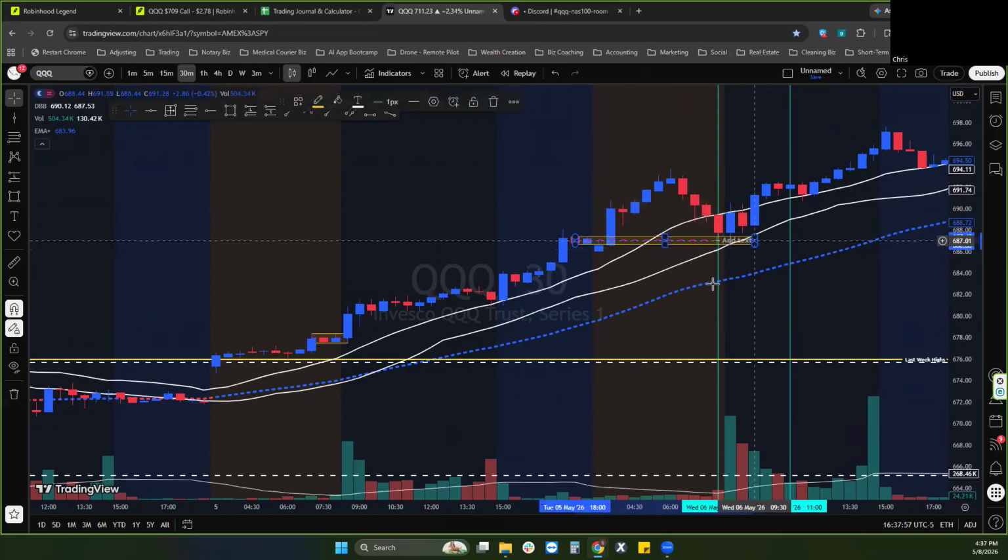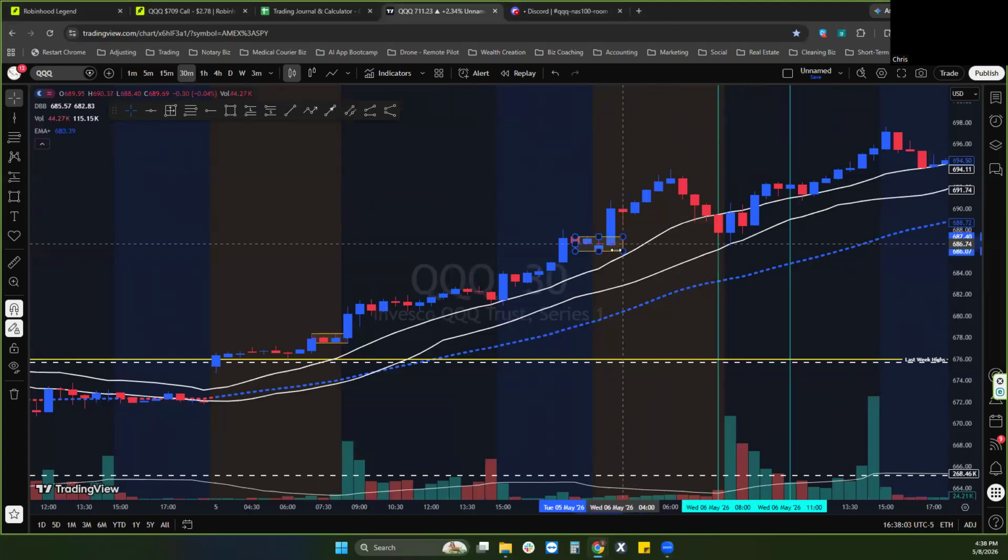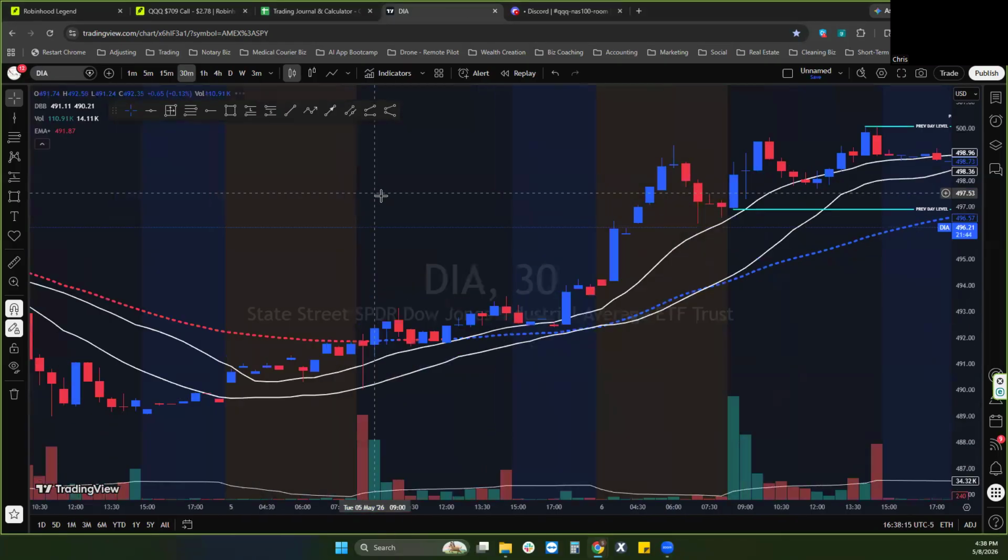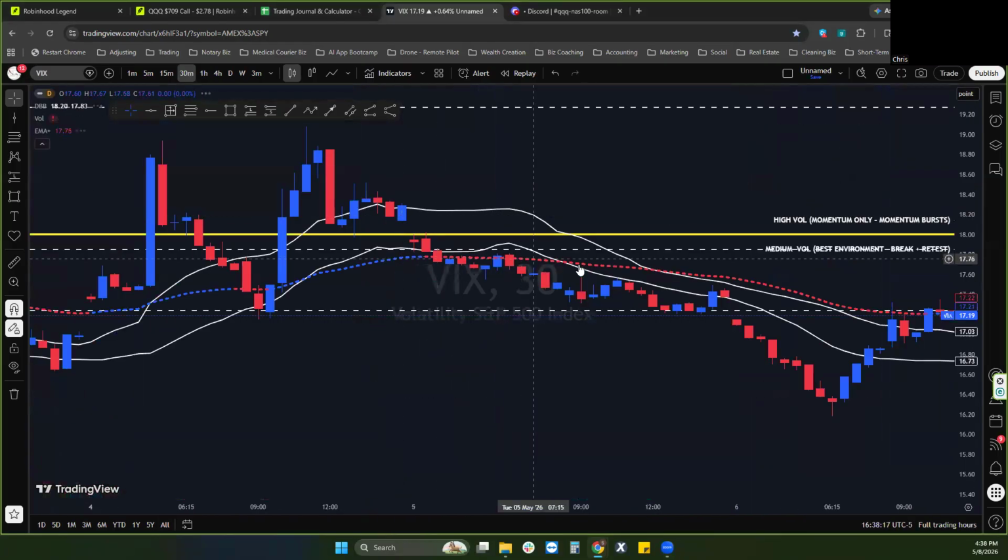Okay, so that's where we see a consolidation is over here. Then we see a breakout. Okay, so we are in a break and retest environment. How do I know that? I'll go down to the VIX, which is the volatility index.